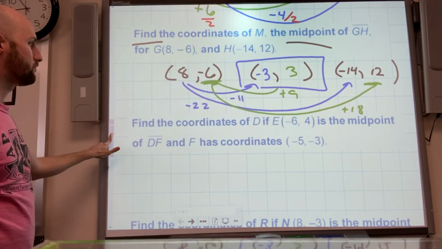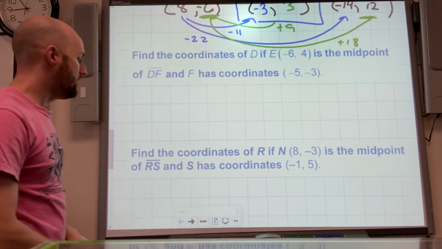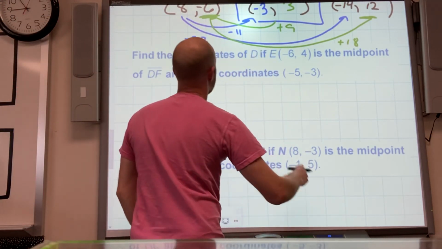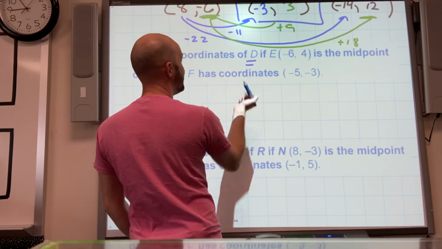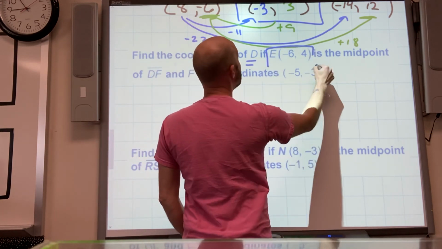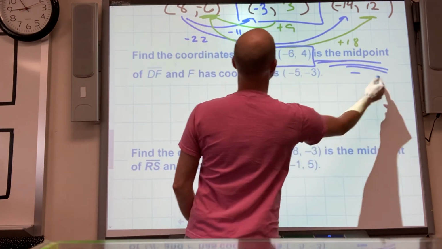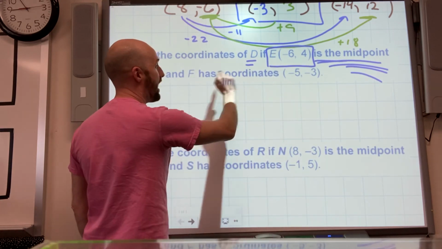Okay. This problem, it says find the coordinates of letter choice D if this is the midpoint and the other side F is here.